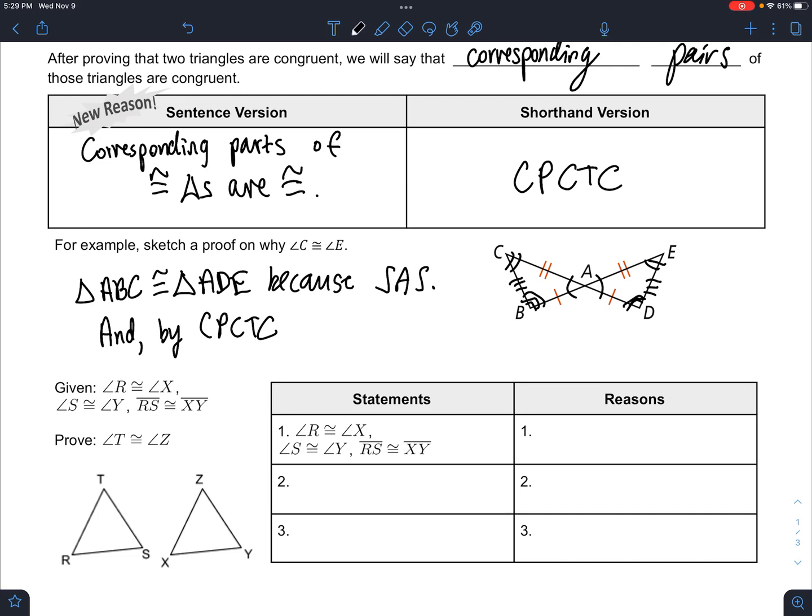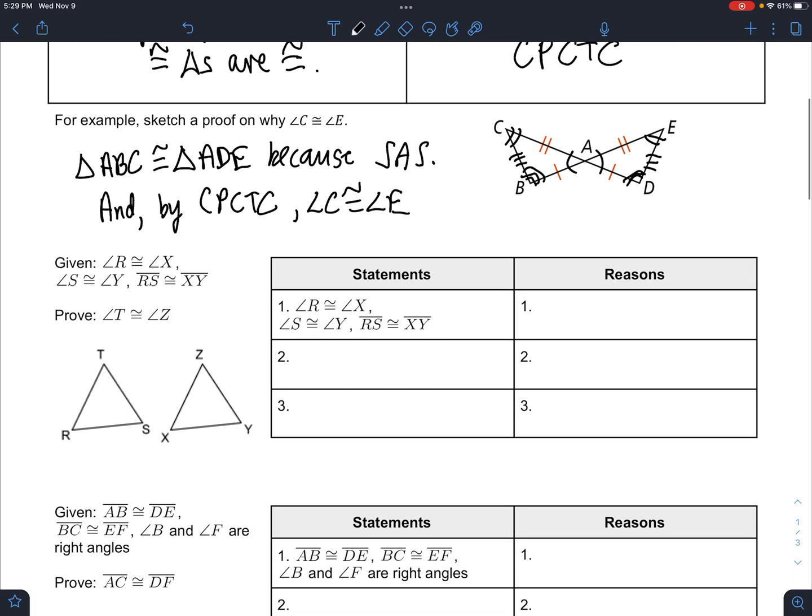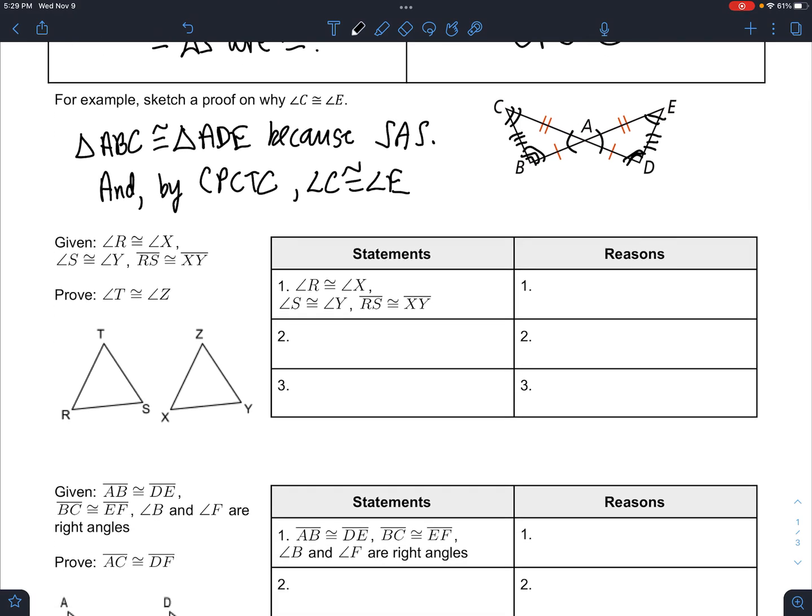So once you show you have triangles congruent, you can say any side that you want, as long as it corresponds, is congruent. So like C and E, for example, would be a fair thing to say because we already know the triangles are congruent, so we can state any of its corresponding parts to be congruent as well. So let's take a look at that in the form of a proof, which is most of what this section is.